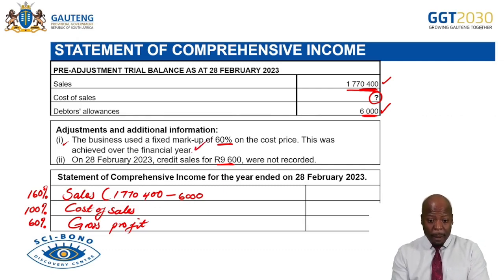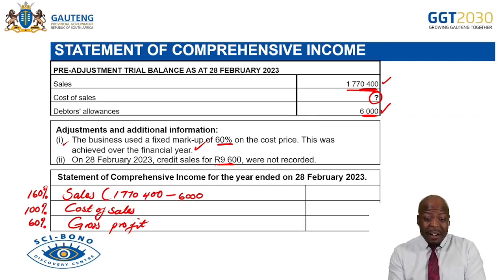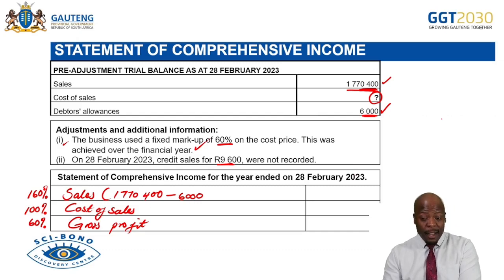Okay, let's now come. We are told that on 28 February 2023, credit sales of 9,600 were not recorded. So we have sold goods to a debtor, and these goods have not been recorded. You understand that when we sell goods, it affects how many accounts?